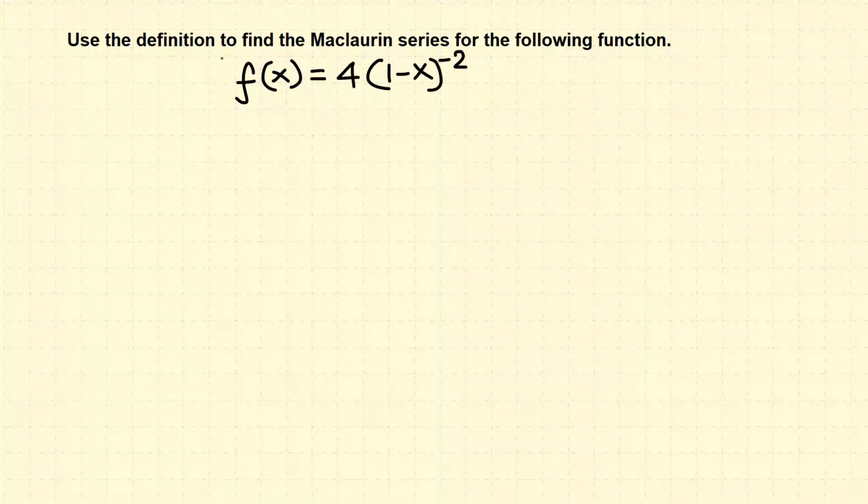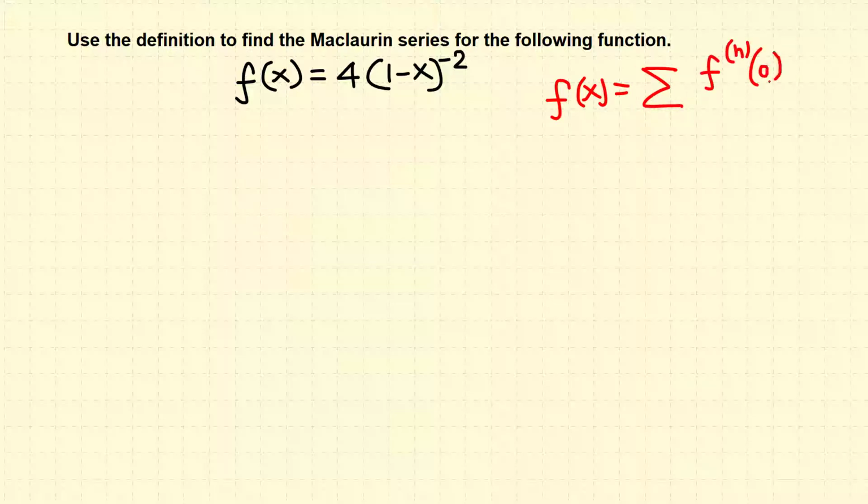Use the definition to find the Maclaurin series for the following function: 4 times (1 minus x) raised to negative 2. So the Maclaurin series for a function is the sum of the nth derivative at 0 over n factorial times x raised to n. So we need to determine these cn's. They are also called cn's.